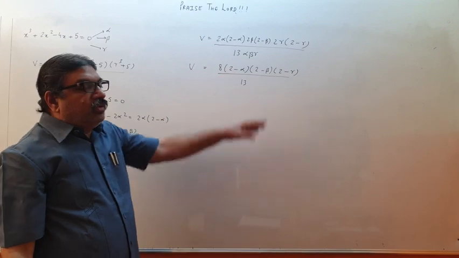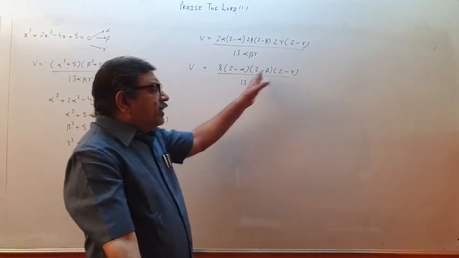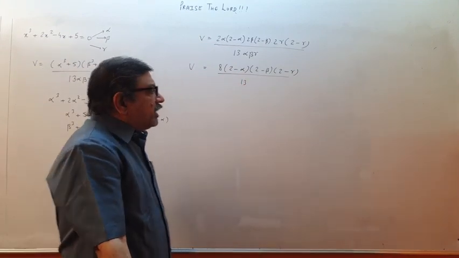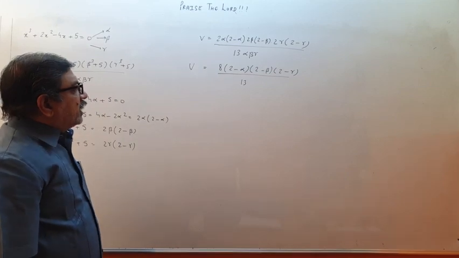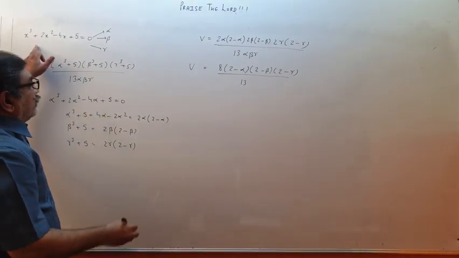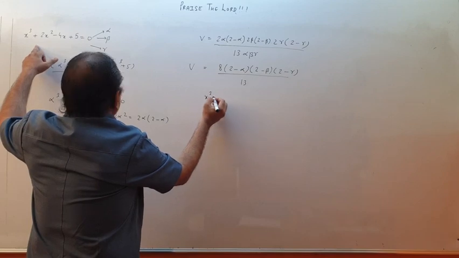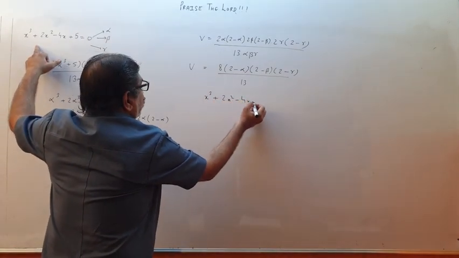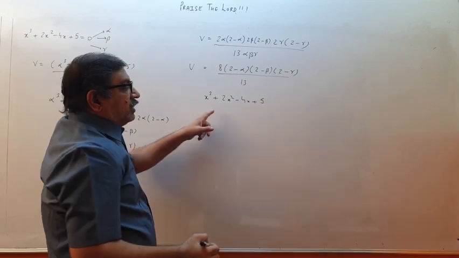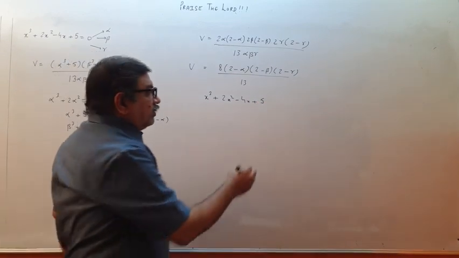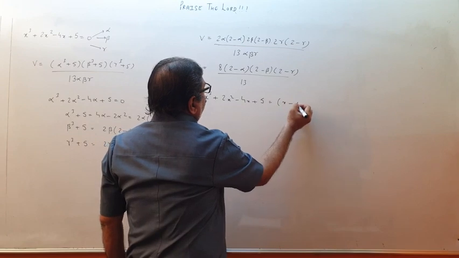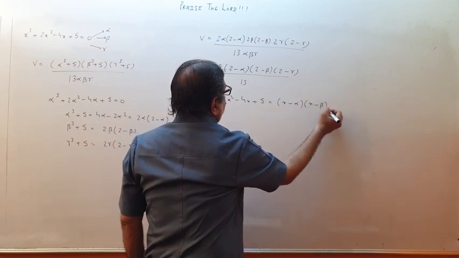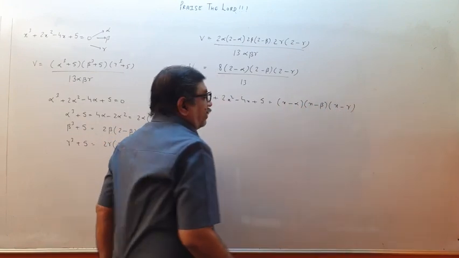Now, how to get this value? Of course, we can expand, but again it will be time consuming. So, can we apply some trick over here? See children, my equation is x cube plus 2x square minus 4x plus 5 equal to 0. It has 3 roots alpha, beta, gamma. So, this can be written as x minus alpha, x minus beta, x minus gamma.